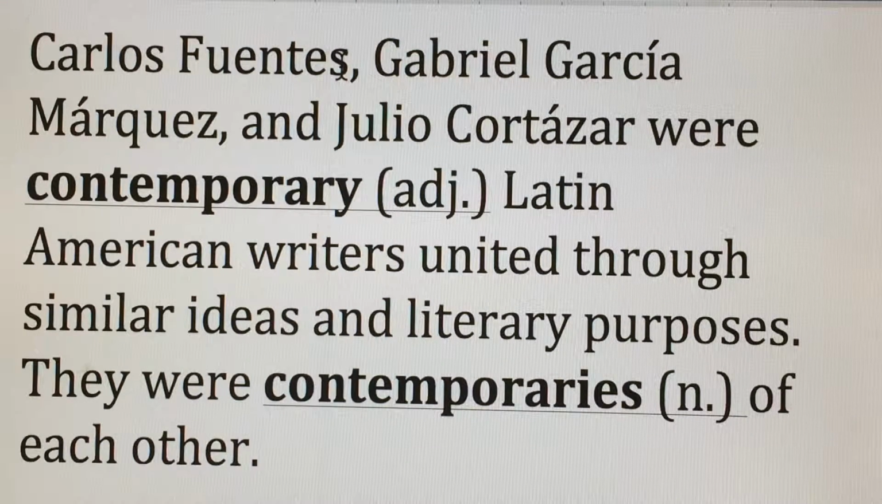Hello, this is Maestro X, and I'm going to go over the Level 1 Academic Word of the Day, Contemporary, for Week 3, Quarter 4. Let's take a look at your flashcard.